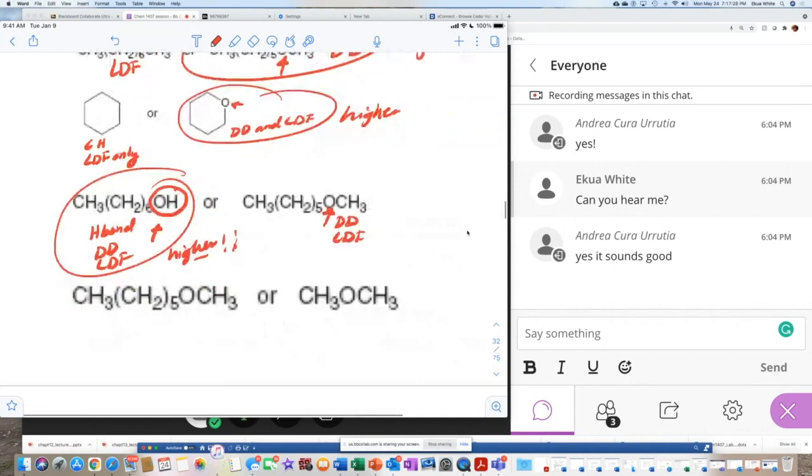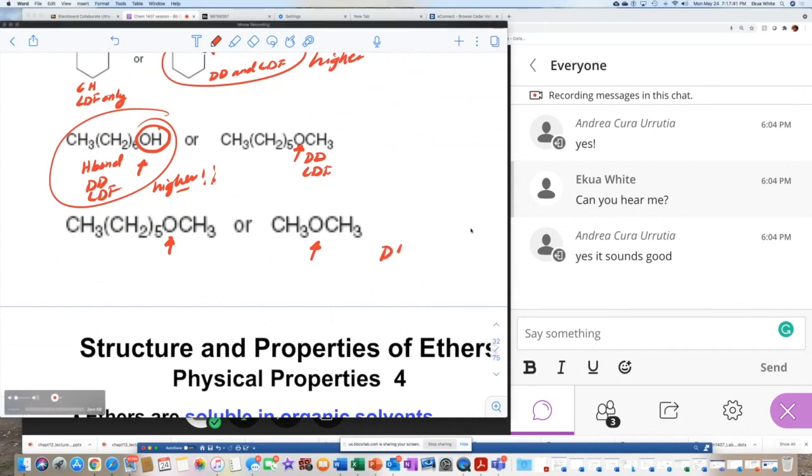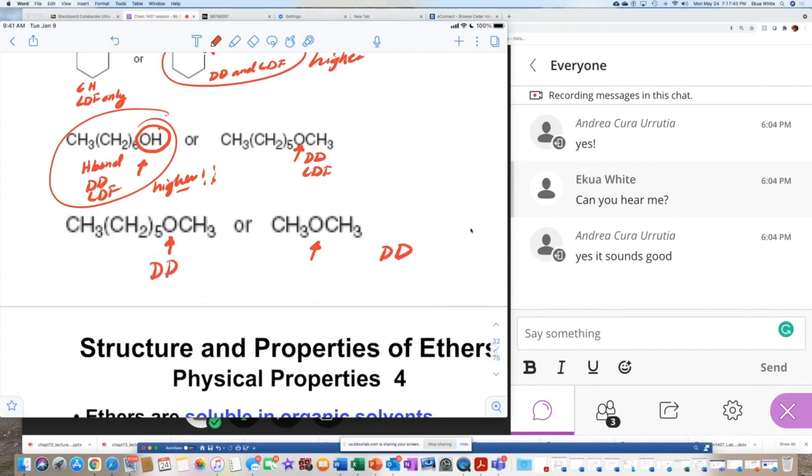Okay. Ooh, they're both ethers. They're both between, the oxygens are both between two carbons. That means technically they both have dipole-dipole, LDF. So we have to look at what makes them different from each other, right? We can't say, well, intermolecular forces, they have the same kind, but do they have the same amount?